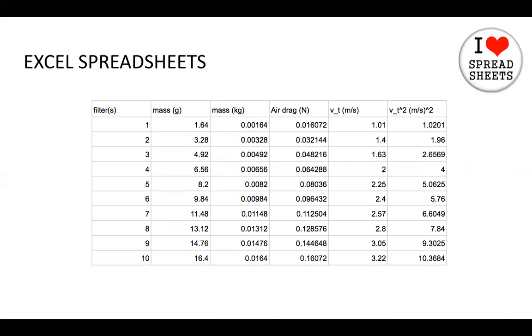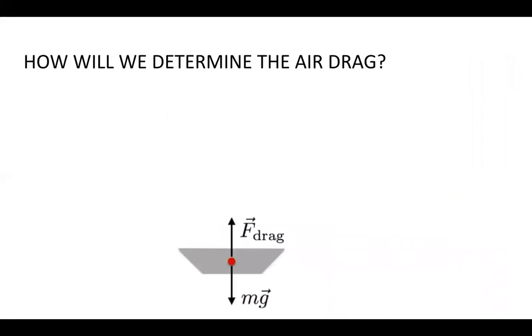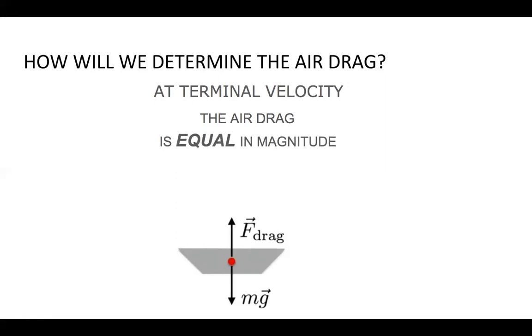And the reason you'll do so is because we want to calculate the air drag. And the air drag at terminal velocity is equal to the weight. So this column right here is just the corresponding weight for the coffee filters. You'll use the position versus time graph to determine the terminal velocity, and then you'll record that and also calculate terminal velocity squared. And again, how will we determine the air drag? At terminal velocity, the air drag is equal in magnitude to the weight. So the air drag is the weight. That's how we will determine the air drag force.